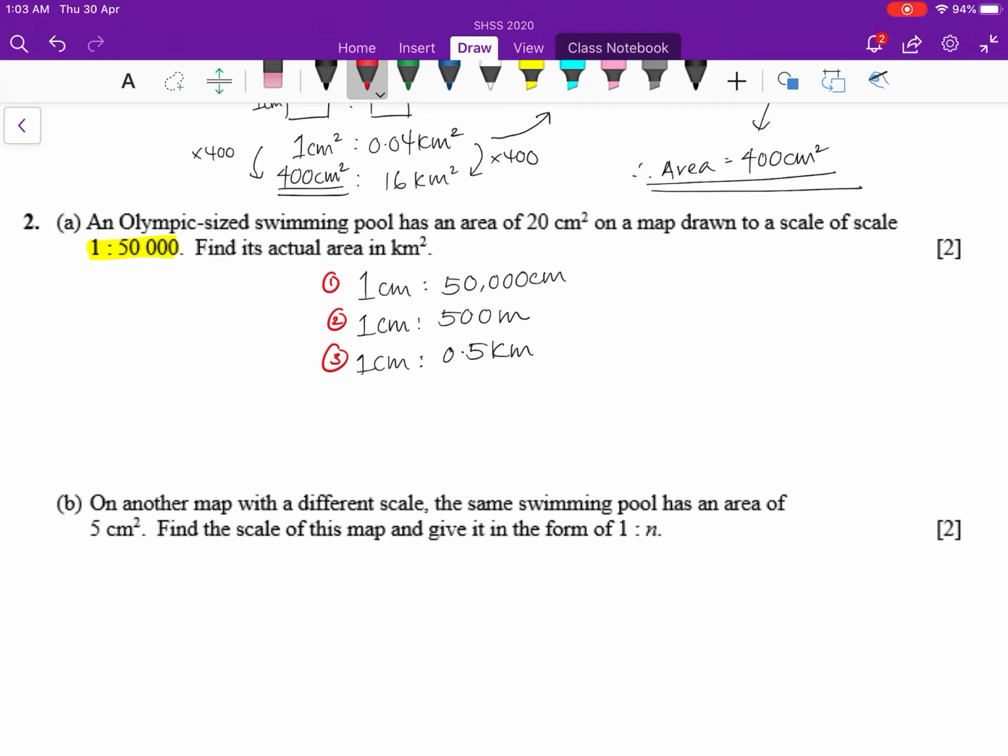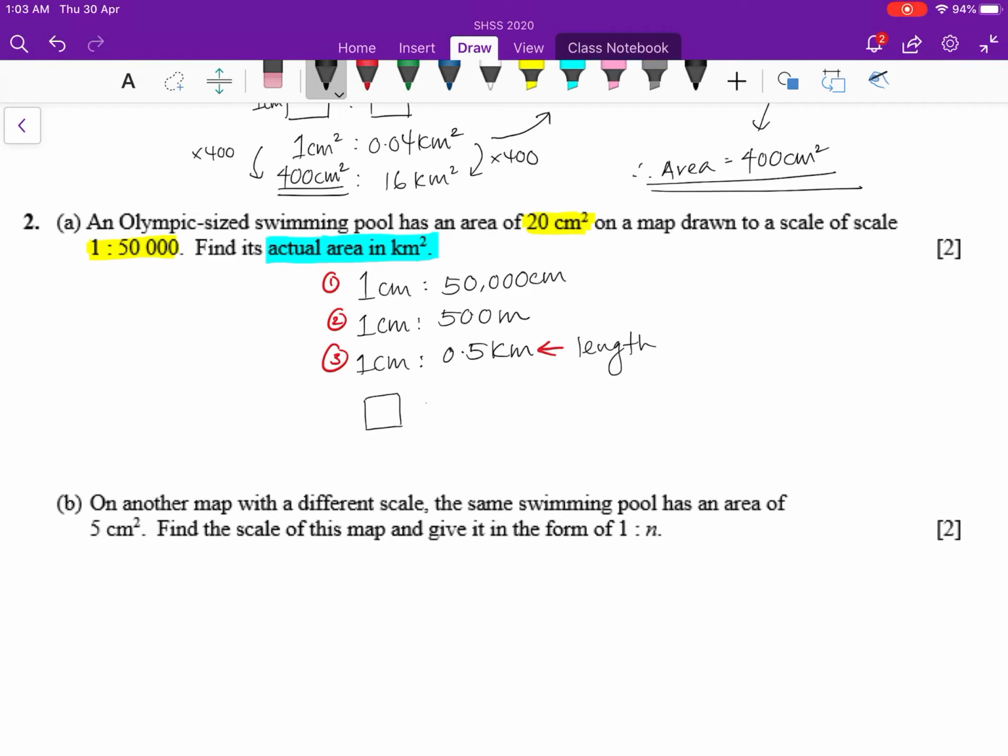An Olympic-sized swimming pool has an area of 20 cm square drawn on the map. This is an area, 20 cm square. I want you to find its actual area in km square. Actual area in km square. So do I use 1, 2, or 3? Because the actual needs to be in km. If you notice, of course, I need to use number 3. But number 3 is a length scale. Again, I need to change it to area.